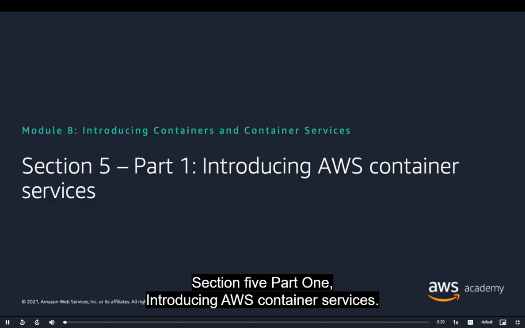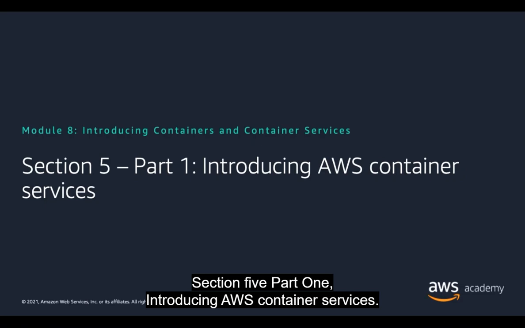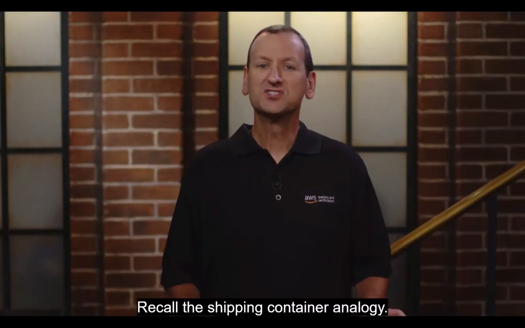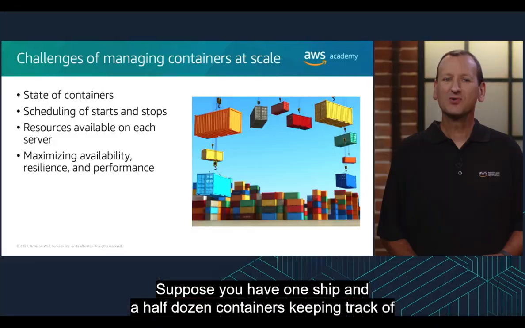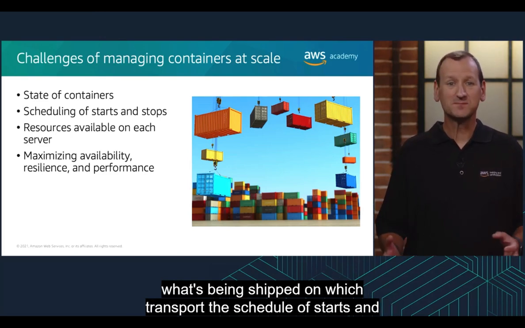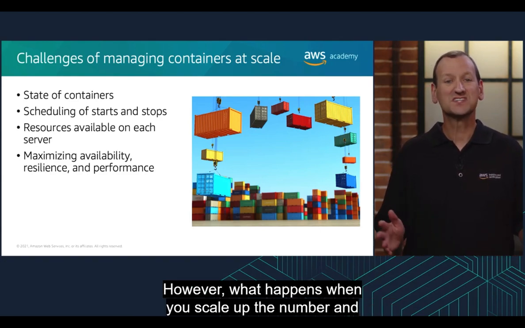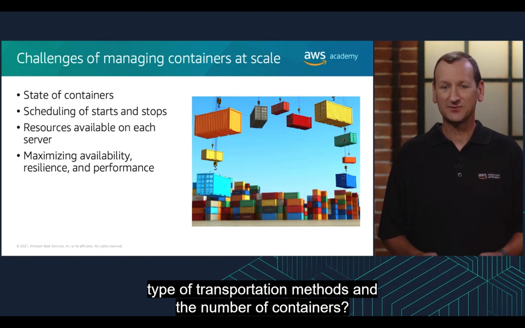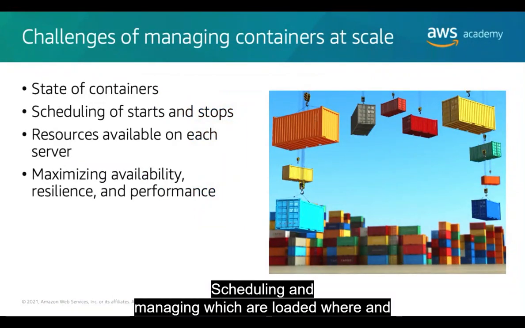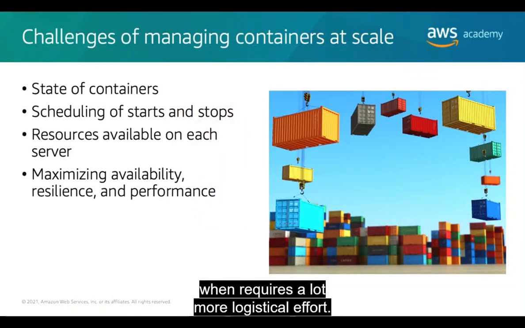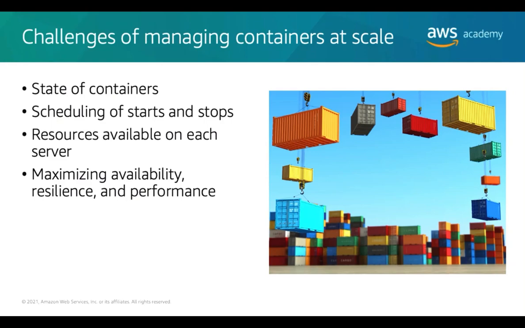5 Part 1. Introducing AWS Container Services. Recall the shipping container analogy. Suppose you have one ship and a half dozen containers. Keeping track of what's being shipped on which transport, the schedule of starts and stops, and the state of the containers is manageable. However, what happens when you scale up the number and type of transportation methods and the number of containers? Scheduling and managing which are loaded, where, and when requires a lot more logistical effort.